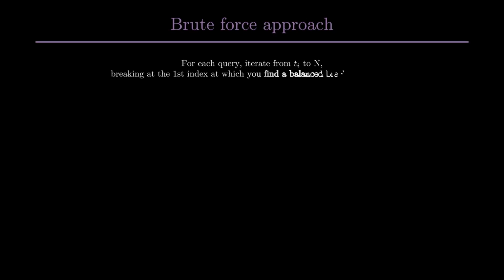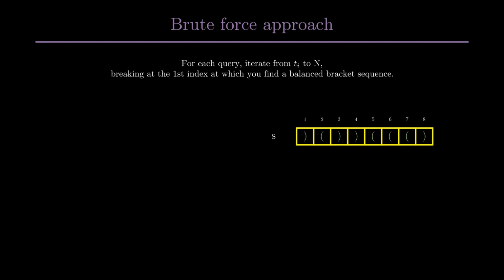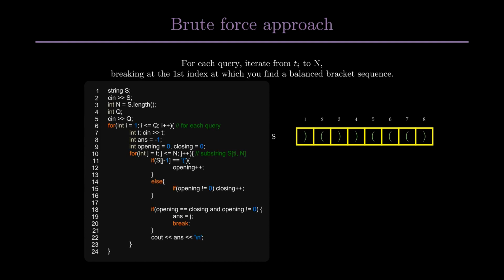Okay, let's quickly discuss the brute force approach. In the brute force approach, for each query, you iterate from ti to n and find the first index at which you are able to form a balanced bracket sequence. So here is the code for the brute force approach.